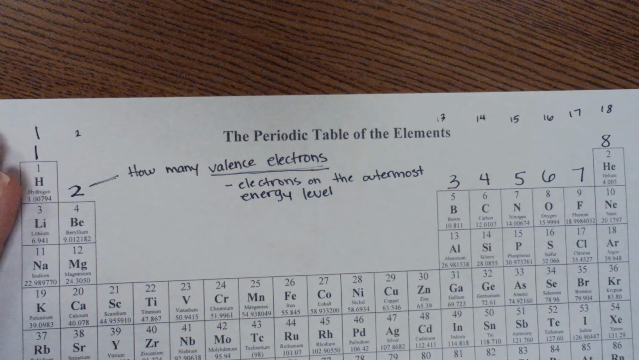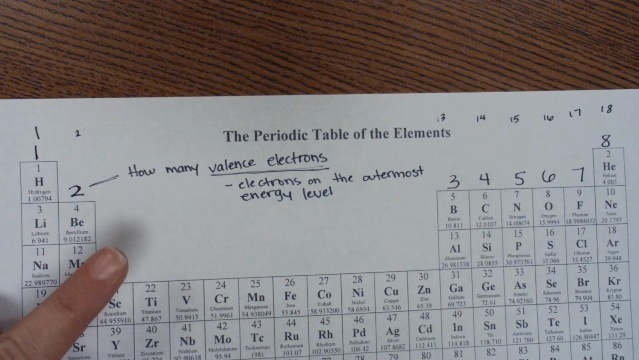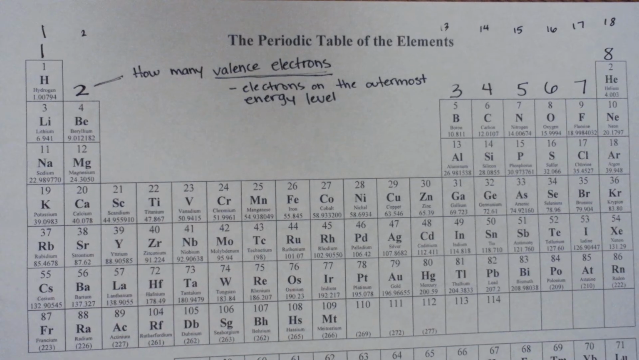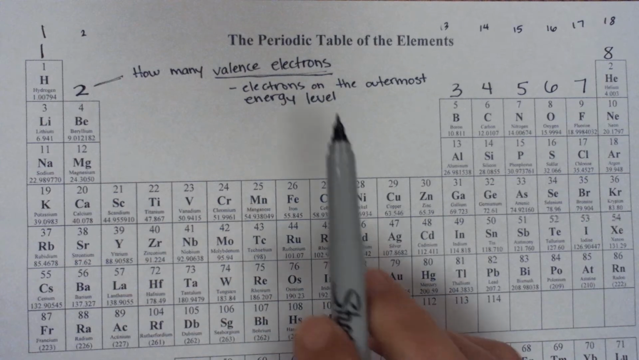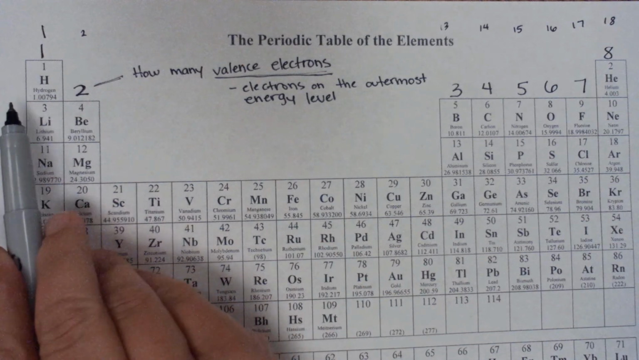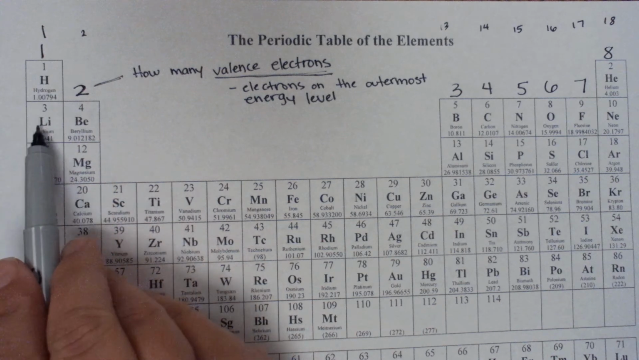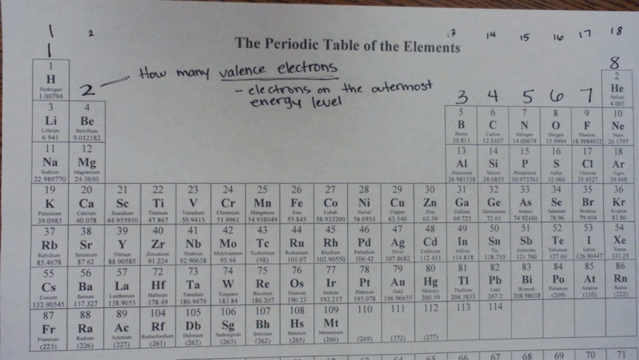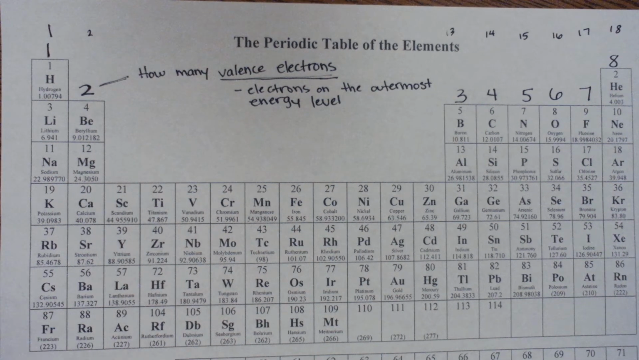Okay, so we're going to go to the notebook for just a second, and we're going to look at what that means for valence electrons. Before we go to the notebook, actually, let's discuss one more part of the periodic table. We talked about energy levels. You need to remember that the periods 1, 2, 3, 4, 5, 6, 7 tell you how many energy levels are needed for every element.